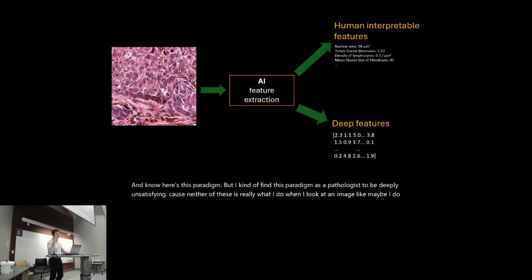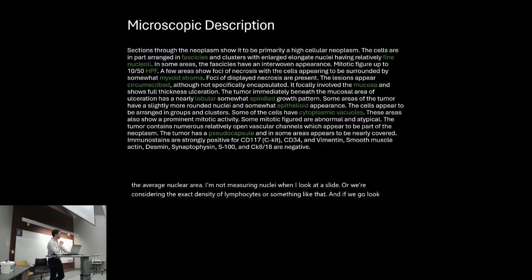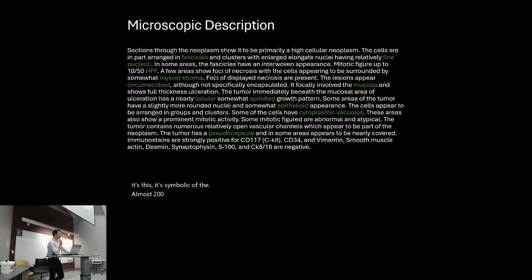Maybe I do extract some deep neural network based features in my mind implicitly, but I certainly don't think about the average nuclear area. I'm not measuring nuclei when I look at a slide, or considering the exact density of lymphocytes or something like that. And if we go look at a microscopic description of a slide, we have all this jargon. This jargon makes pathology text very difficult for people outside the field to read. But for me, it's symbolic of the almost 200 years of people looking down microscopes and putting literal blood, sweat, and tears into figuring out what's important in these images.